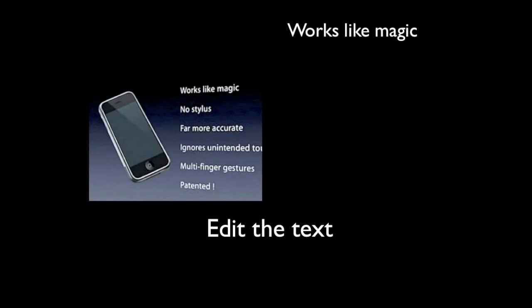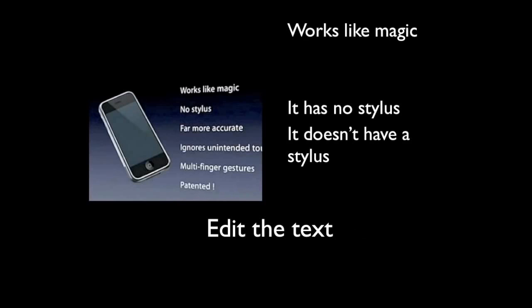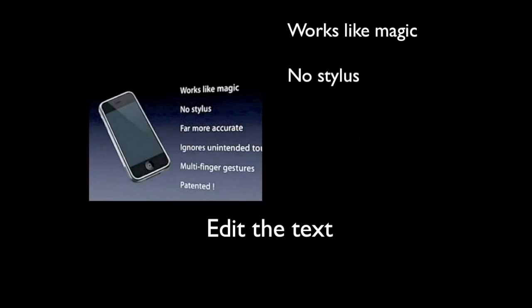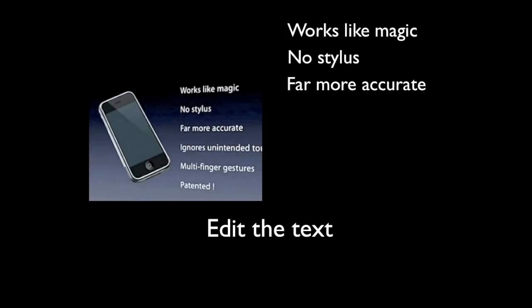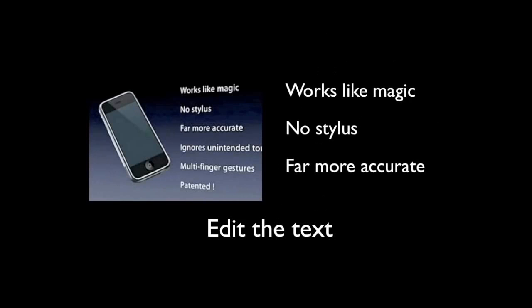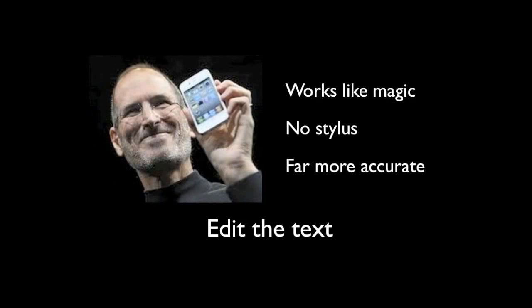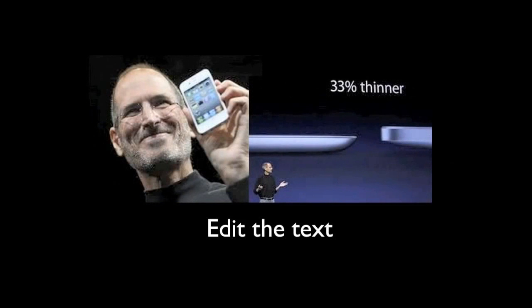The second line, no stylus. Perfect grammar would be, it has no stylus, or, even longer, it does not have a stylus. We only need the message. Bang. No stylus. And then the third line, far more accurate. Correct sentence would be, it is far more accurate than other methods. It's way too long. Far more accurate is all the audience needs. Edit your text to the smallest amount possible. It looks so much more powerful and allows the audience to hear, to focus on, and to understand key messages.